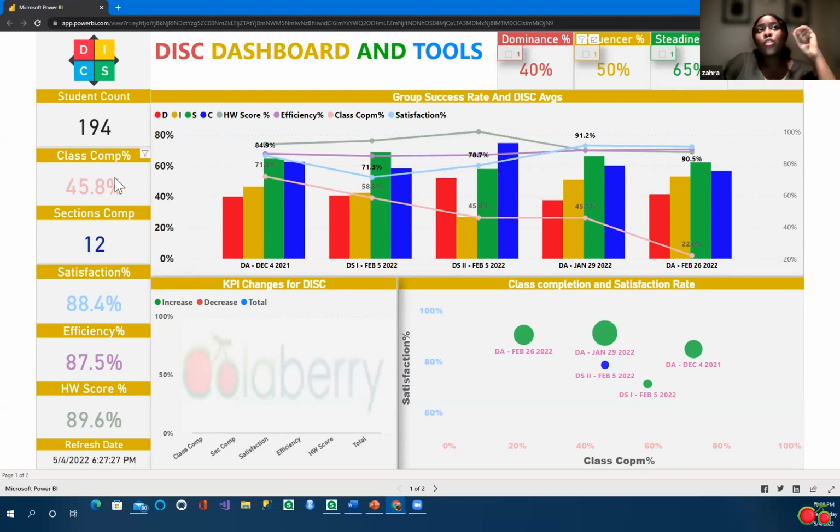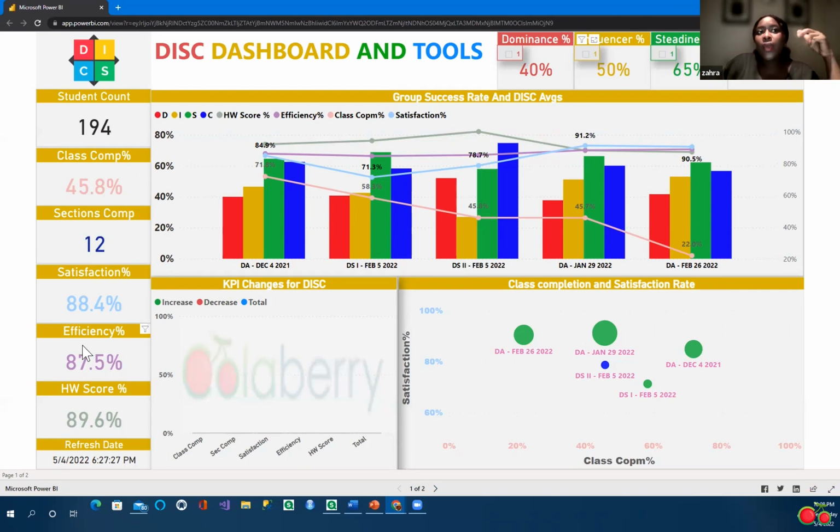And then the class completion percentage is the completion rate based on the 27 sections in the boot camp. Then there's the sections completed, which is pretty much the count of the sections. So there you have the satisfaction percentage. This is pretty much the surveys we all had to take when we completed each section in the boot camp.